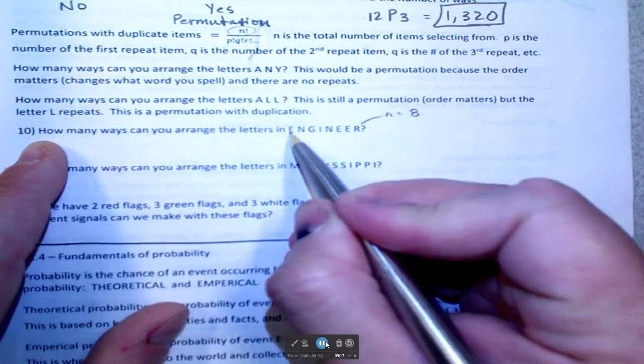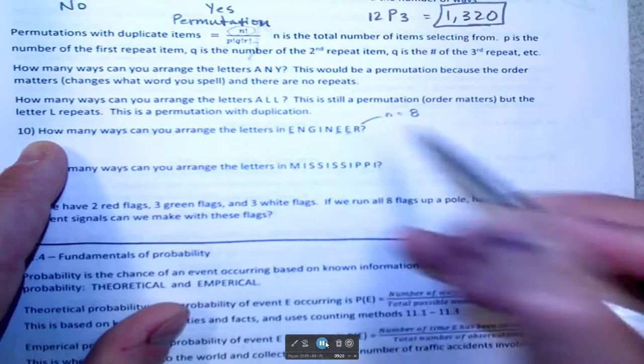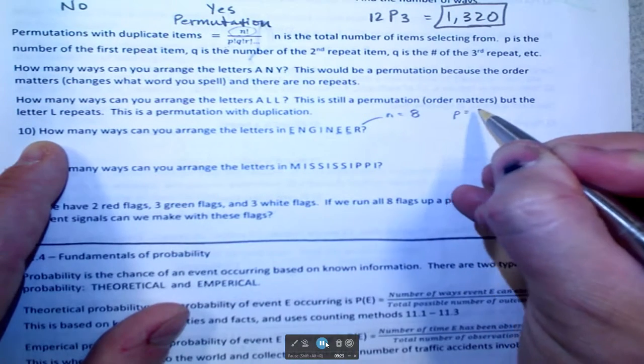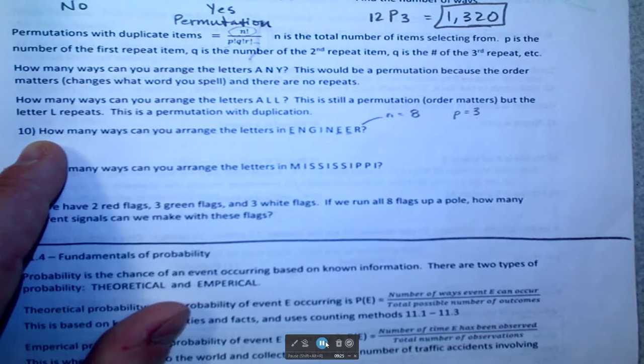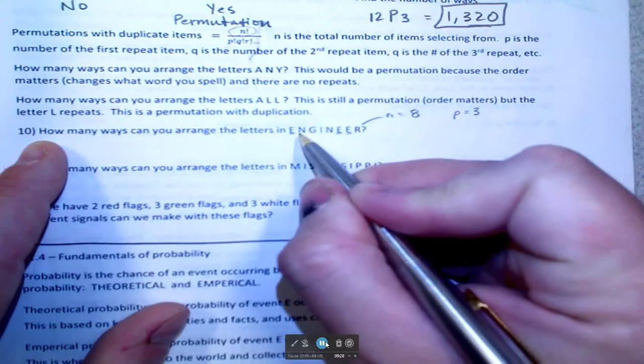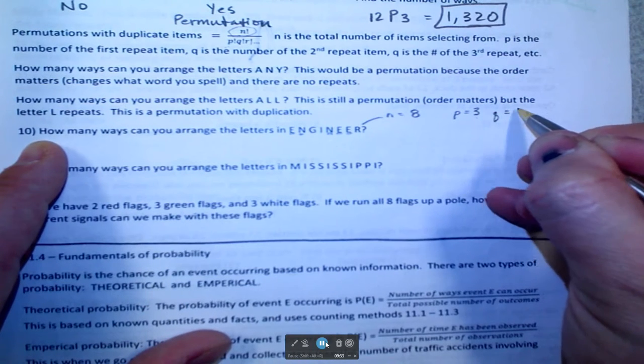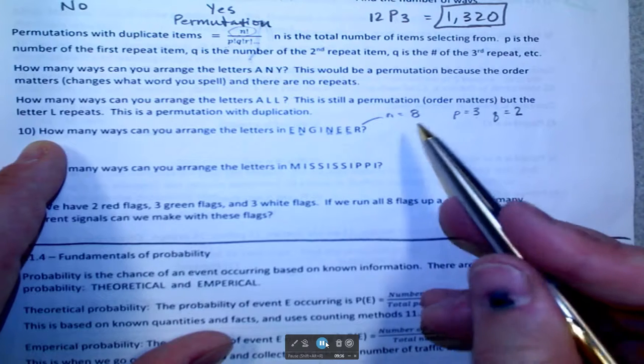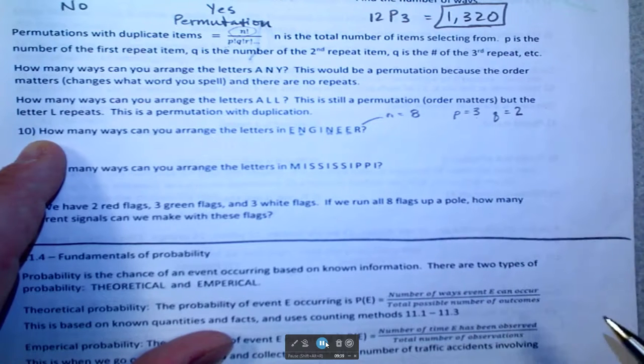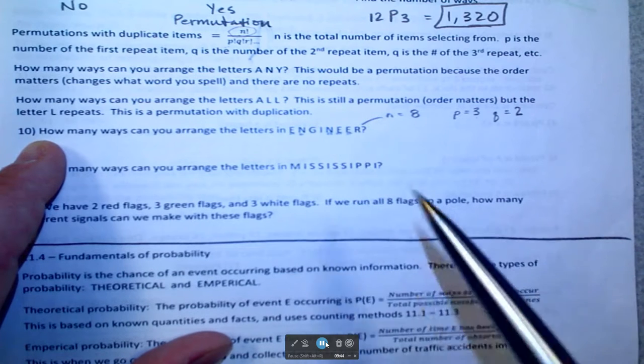Now, here's what I noticed. The letter E repeats 3 times. So P is 3, right? That's one of my repeats. And the letter N repeats twice. So Q will be 2. There's my numerator. There's my denominator. This is a permutation because the order of these letters matters, and it matters because in the right order they spell a word. In the wrong order, they're garbage. So this is a permutation with duplication.